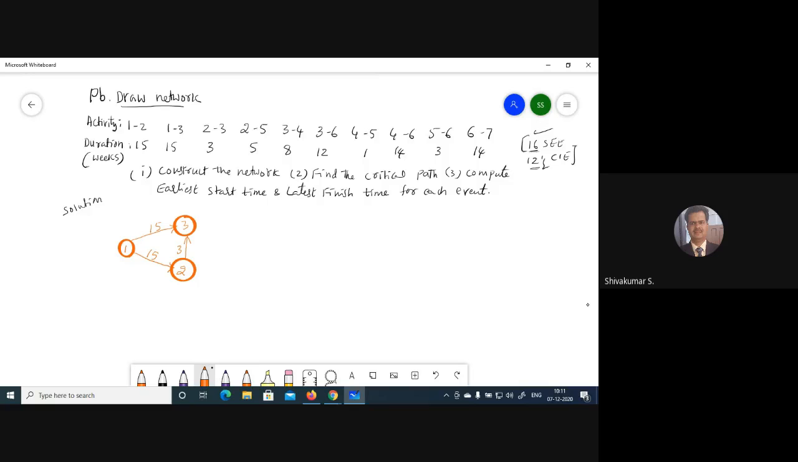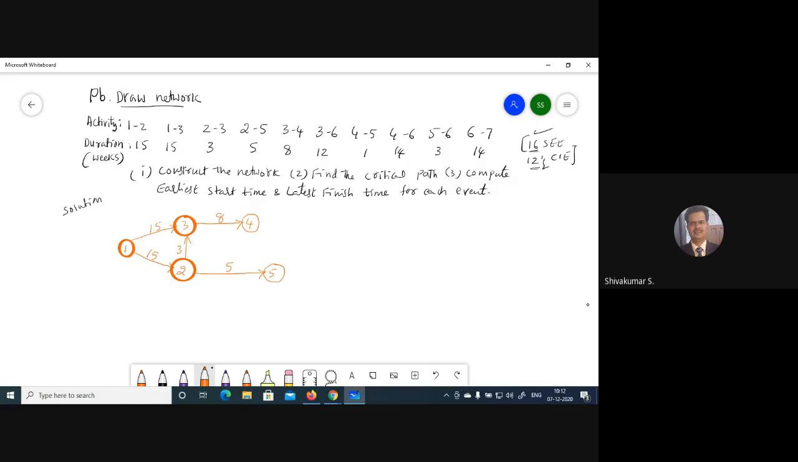Let us say I'm going to draw here 2 to 5, the 2 to 5 event. 2 to 5 requires 5 weeks to complete. Next, 3 to 4. We can say there's going to be one more event here, the 4 event. 3 to 4 requires 8 weeks. Next, 3 to 6 is there. Sorry, I forgot to write the 3 to 6 here.